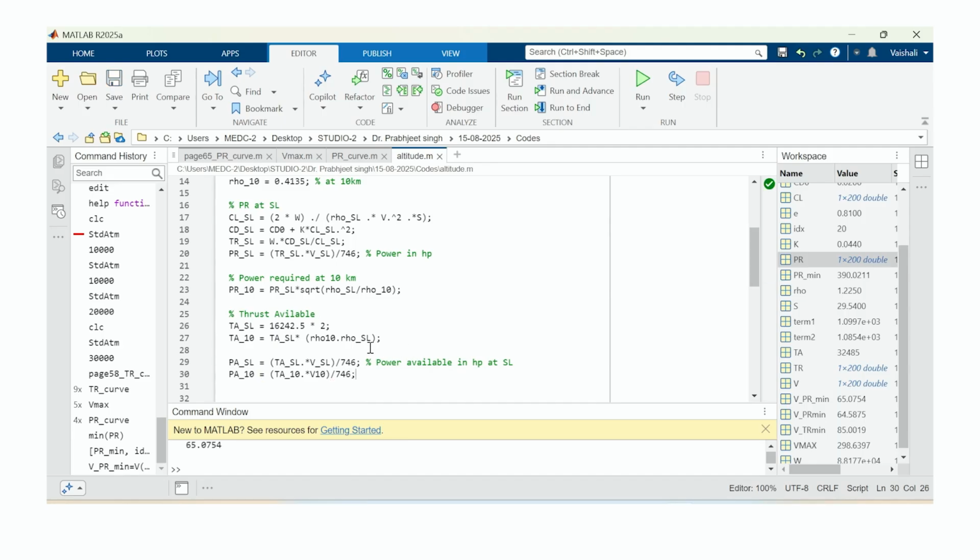Okay, so let me just save this code. We are just left with the plotting. In the next class, I'll show you how the power available and power required curves differ at sea level as well as at 10 kilometers altitude.